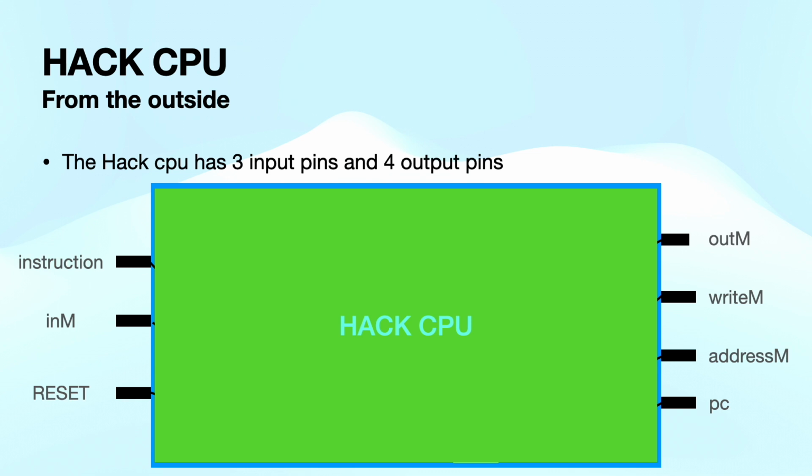Instruction is the first input pin. It has 16 bits. This pin carries the instruction fetched from the instruction memory. It then specifies the operation to be performed by the CPU, such as arithmetic, logical, or control instructions.